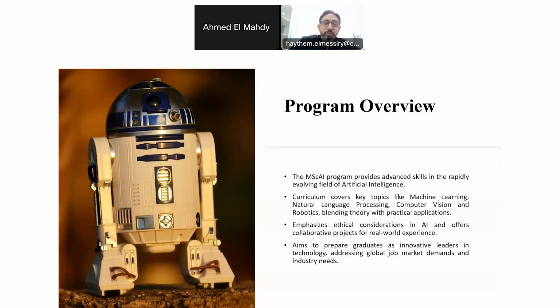Let's look at the program overview, the program structure, and so on. Within the program overview, we have four main keys. One key is general: since we are focusing on AI, the program should provide advanced skills in the field of artificial intelligence. This can be done through our curriculum, which covers the most important topics for AI, such as machine learning, natural language processing, computer vision, and robotics, and we blend the theoretical and practical parts.